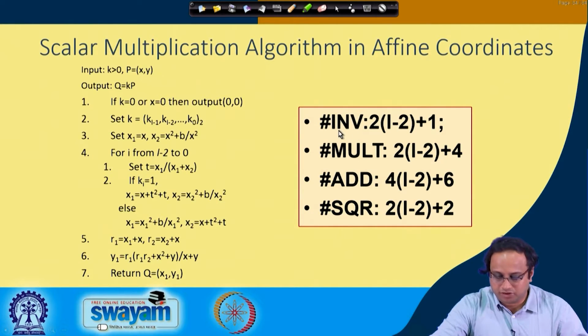Okay. So therefore, right here, when you are computing the number of inversions, you see that there is one inversion which is required at the beginning when you are doing an initialization. So that is one extra inversion which you have to do. Inside the loop also you are doing two inversions. You are always doing this inversion, and you are doing either this or this. Okay. So therefore, there are two inversions in the loop, and there are L minus 2 iterations in the loop. So therefore, the number of inversions computes to 2 into L minus 2 plus 1. Okay. Likewise, you have got multiplications, additions and squarings. You can essentially verify that these results are indeed correct. Okay.